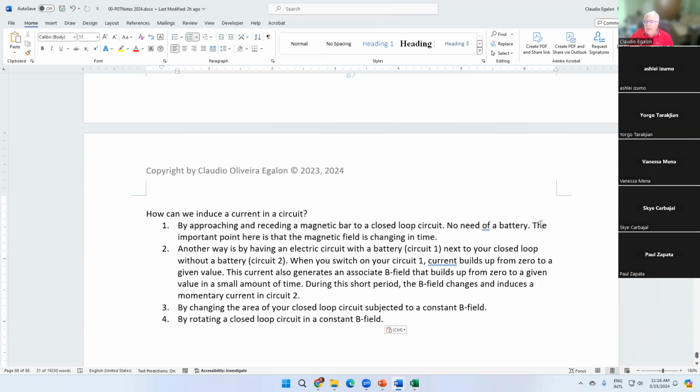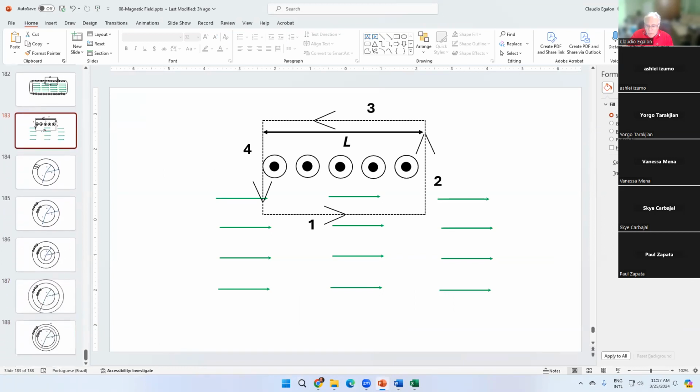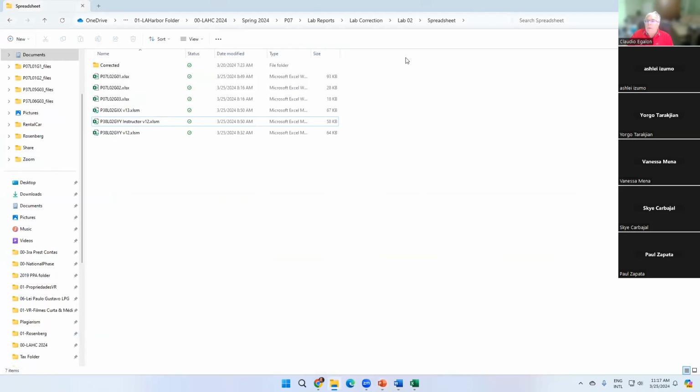The important thing here is that because I'm moving my magnetic bar, the magnetic field that the circular loop feels changes with time. So the key here is a variation of the magnetic field, a temporal variation of the magnetic field. One way, and I can illustrate that for you.